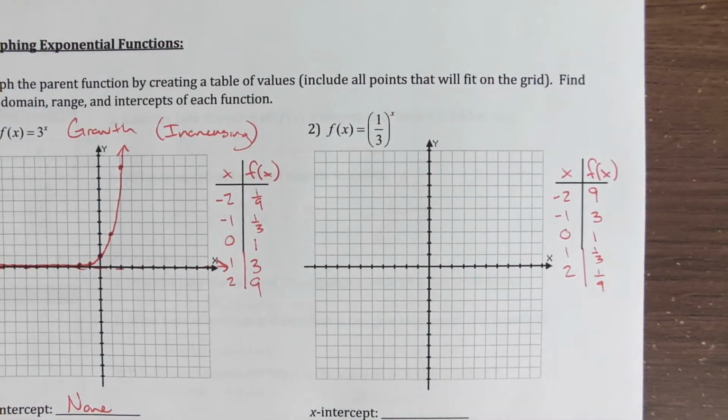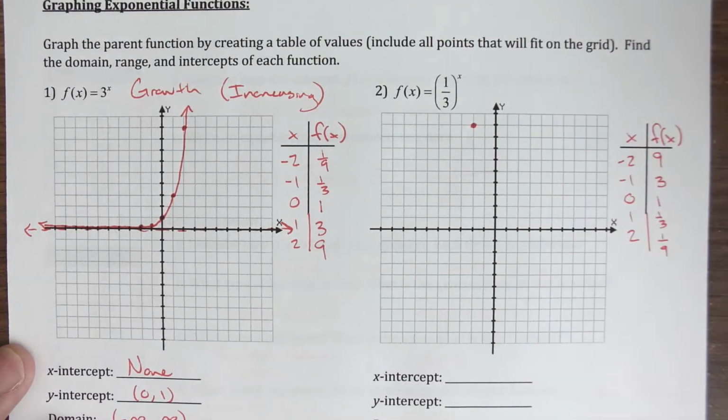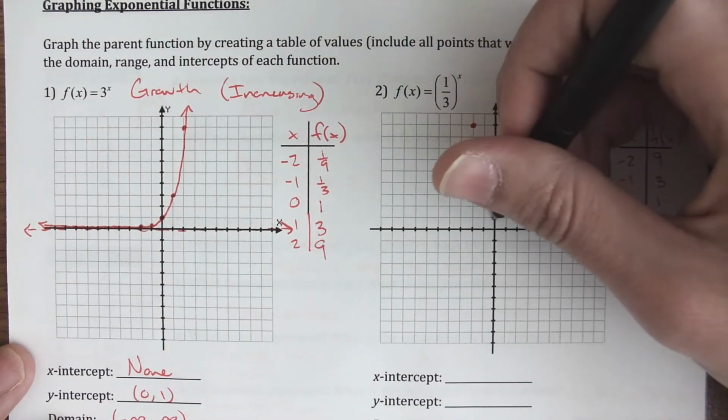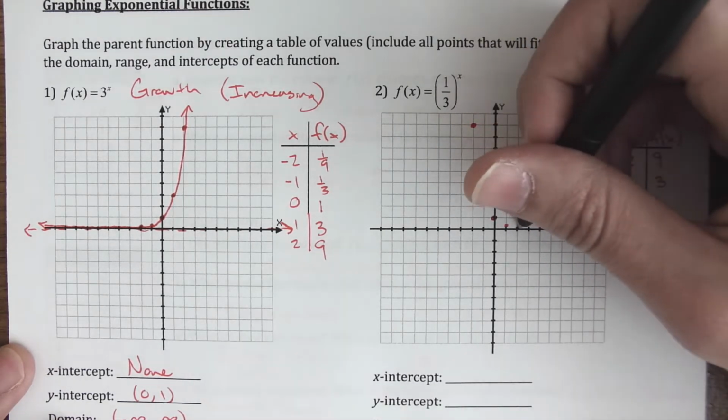So again, let's go ahead and plot these points. So we have -2, comma 9. That's all the way up here. -1, 3, 0, 1, 1, 1/3, and 2, 1/9.